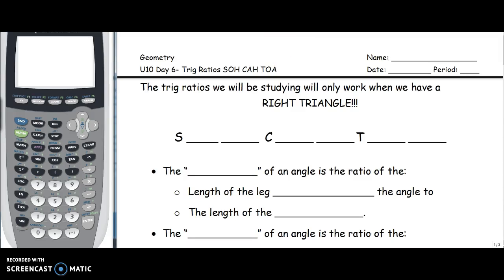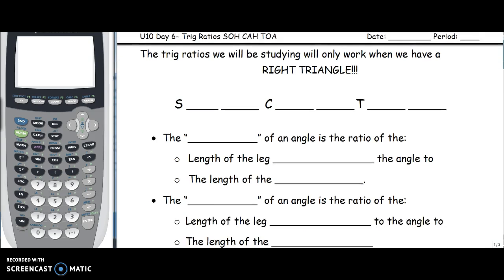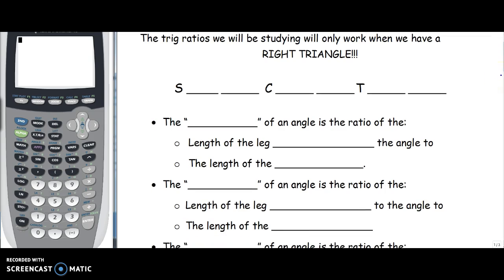So what we are going to focus on today is we're going to step away from the special right triangles, 30, 60, 90, 45, 45, 90, but we're going to start learning about trig ratios. So this is where the trigonometry actually comes into play in this chapter. So the trig ratios we will be studying will only work when we have a right angle.